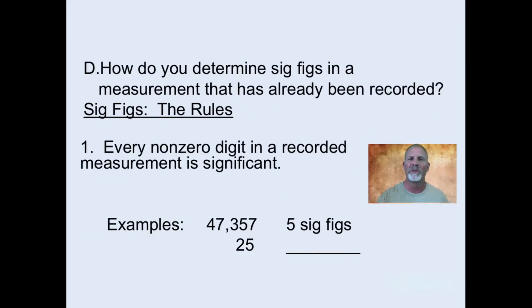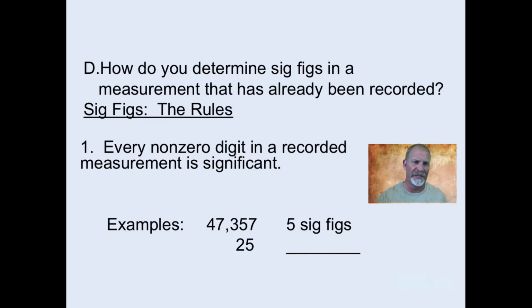Now, how do you determine sig figs in a measurement that has already been recorded? So these are your sig fig rules. And it's very, very important. This next part is critical. This is something that has to be put in the memory, because now we're looking at just individual numbers, and based upon an individual number, what digits within that overall number are actually significant. How many of them are significant?